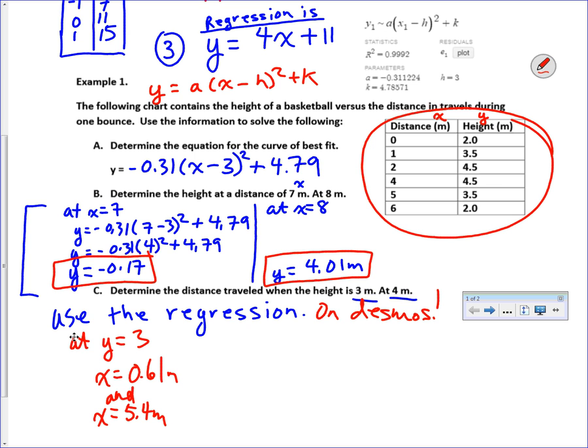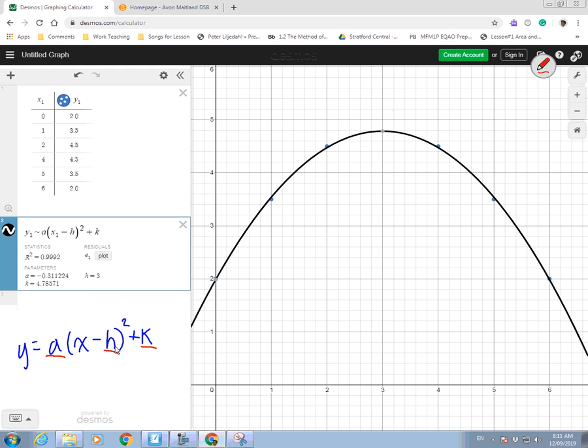And we can do the same calculation for 4. So at y equals 4, we're going to check to see what we have on Desmos. At y is 4, we have approximately 1.4, and we also have 4.0.